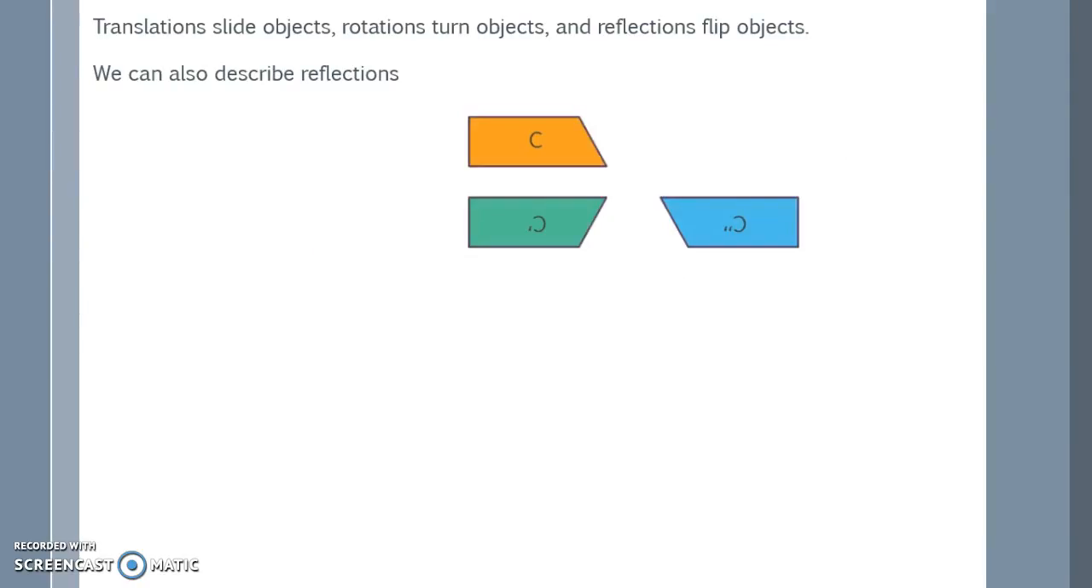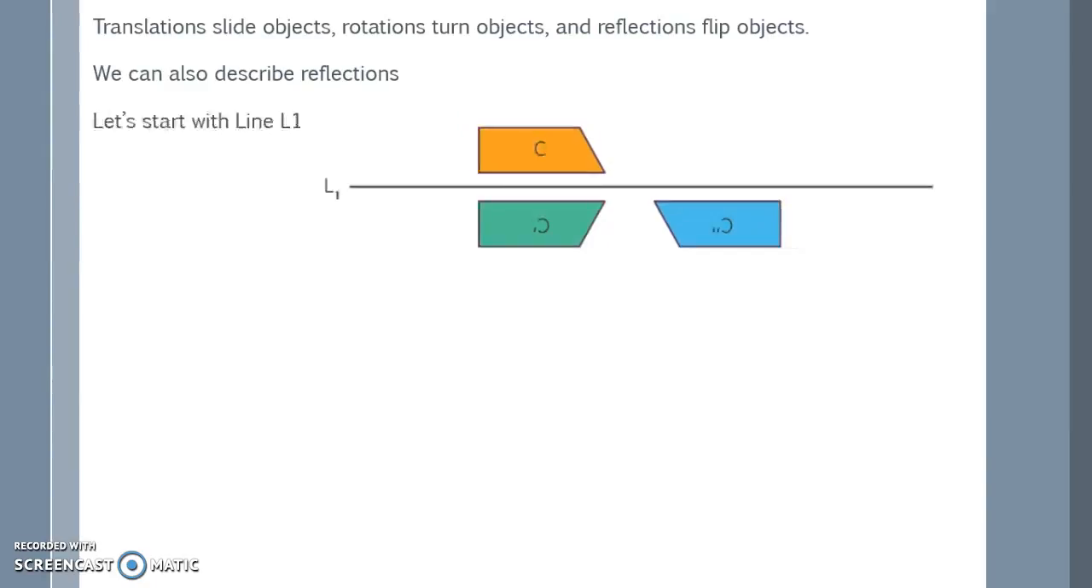We can also describe reflections, but first we need a reflection line. So let's start with line 1.